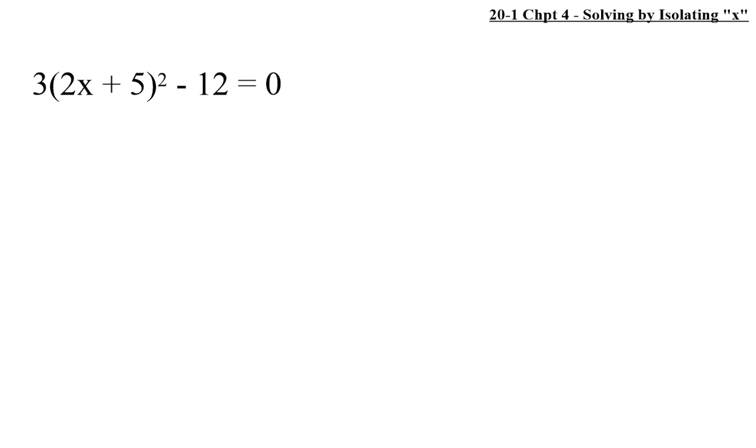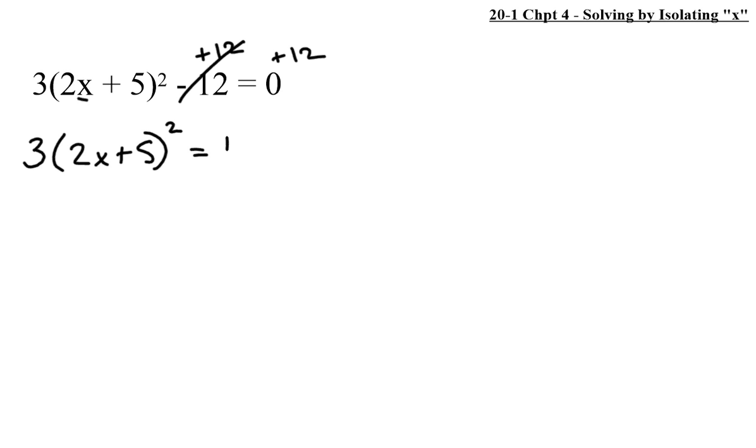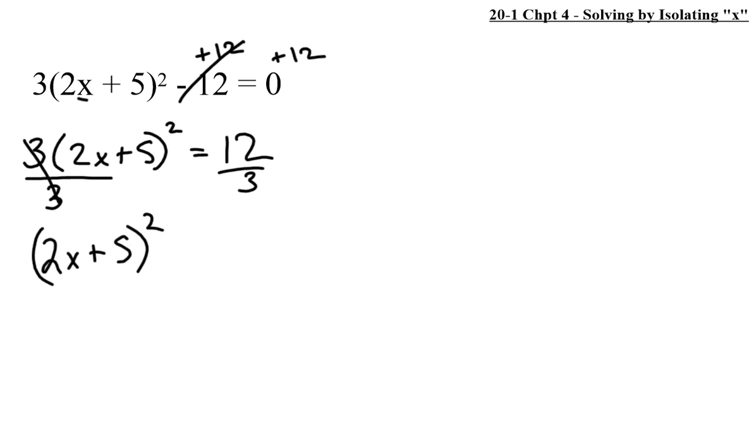In order to do this one, to get the x by itself, what are we going to have to do? Add 12, because it's the least attached part. We're left with 3 bracket 2x plus 5 squared equal to 12. Now we can divide by 3. Divide by 3. We're left with 2x plus 5 squared equal to 4. Slowly, we get closer and closer to isolating our x.